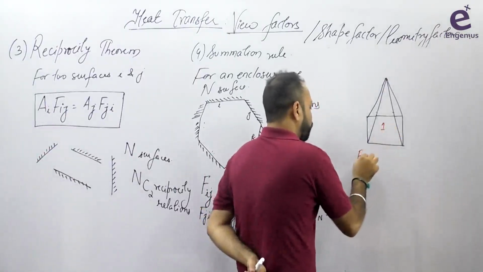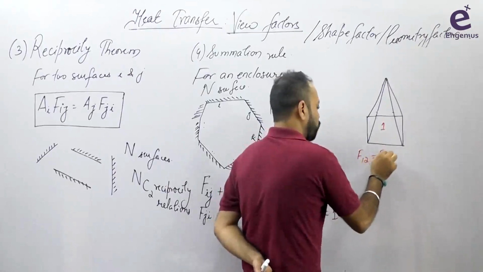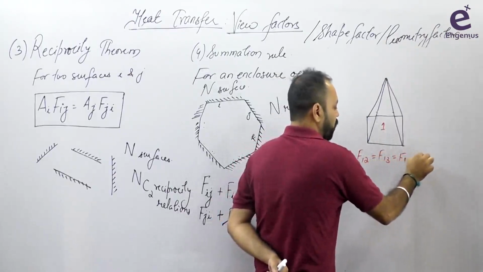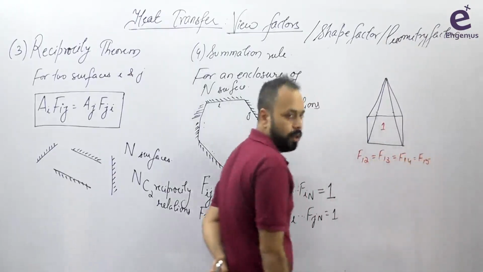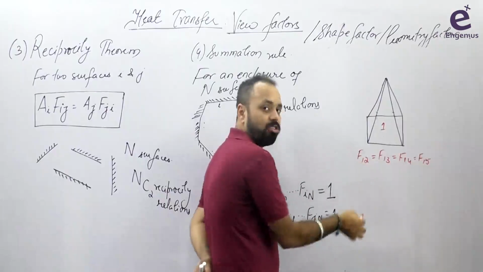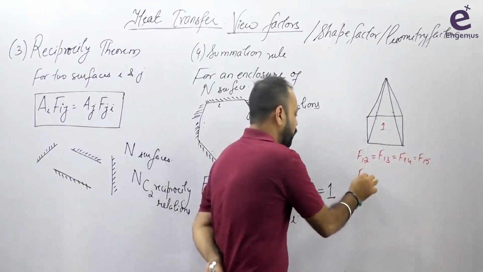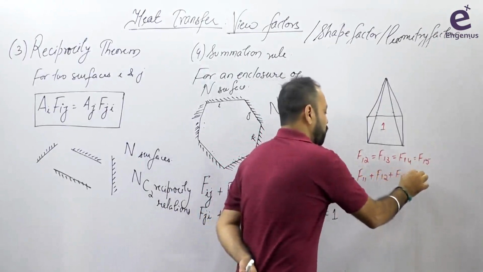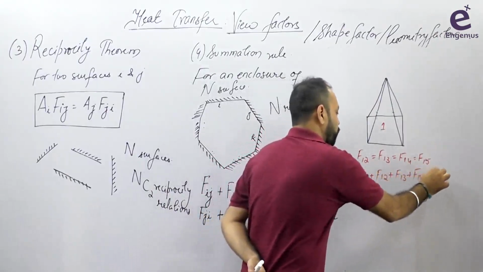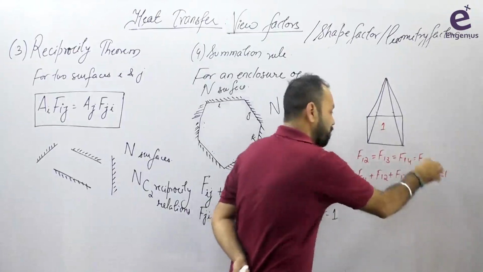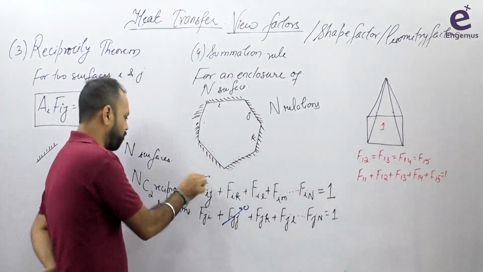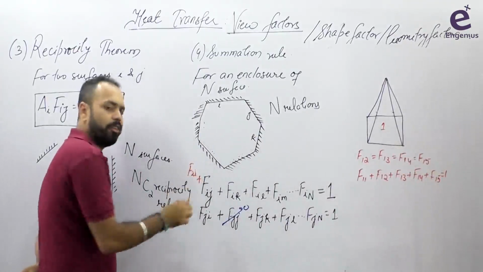all the view factors from surface 1 to 2, surface 1 to 3, surface 1 to 4, surface 1 to 5, all of them are equal from symmetry. And I also know that because this is also an enclosure, right? So I can write that F11 plus F12 plus F13 plus F14 plus F15 must be equal to 1. This is the summation rule. Here you can write F11 also. Okay, we have to start with F11.